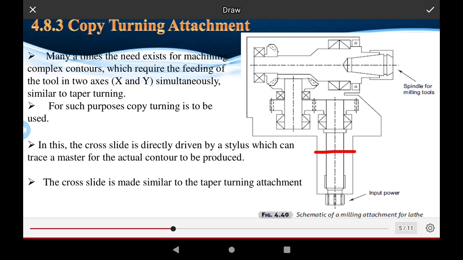The cross slide is made similar to the taper turning attachment. Okay, this is the work performed with the attachment on the machine, and the cross slide is shown in this schematic of the milling attachment of the lathe machine.